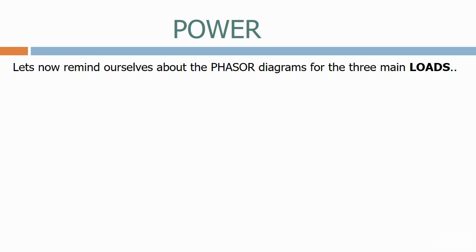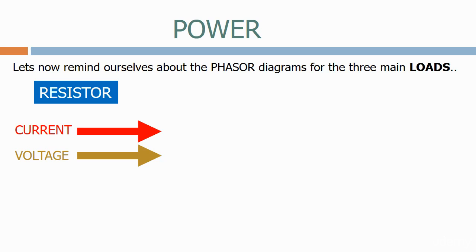Let's now remind ourselves about the phasor diagrams for the three main loads. First we have the resistor. In a resistive circuit, the current and voltage waveforms are in phase. There's no phase angle between them. The power factor is 1.